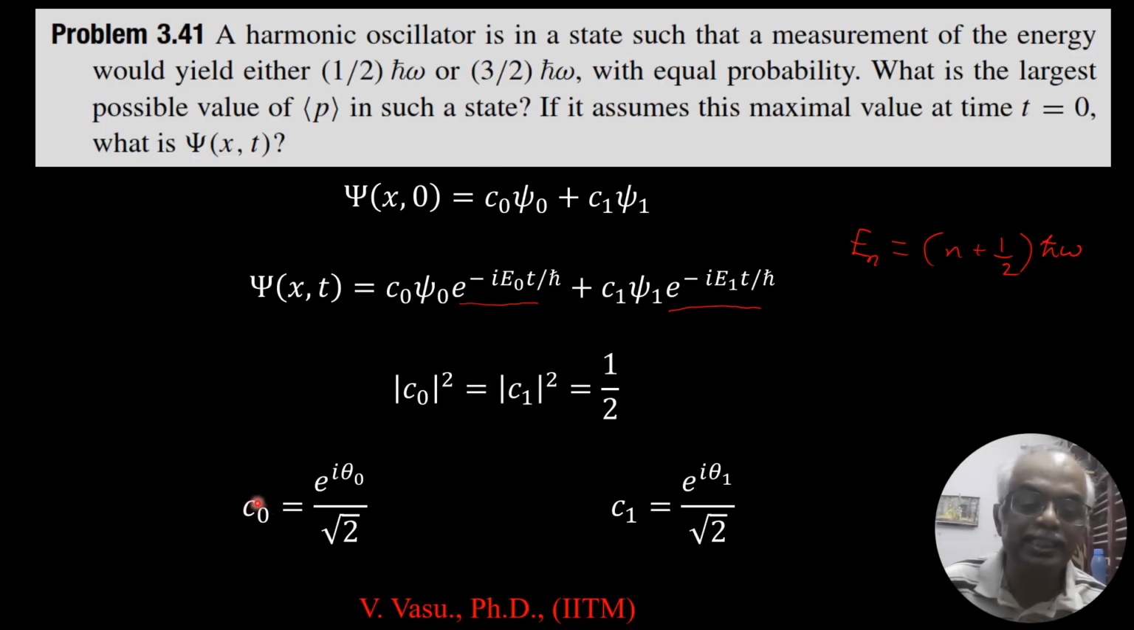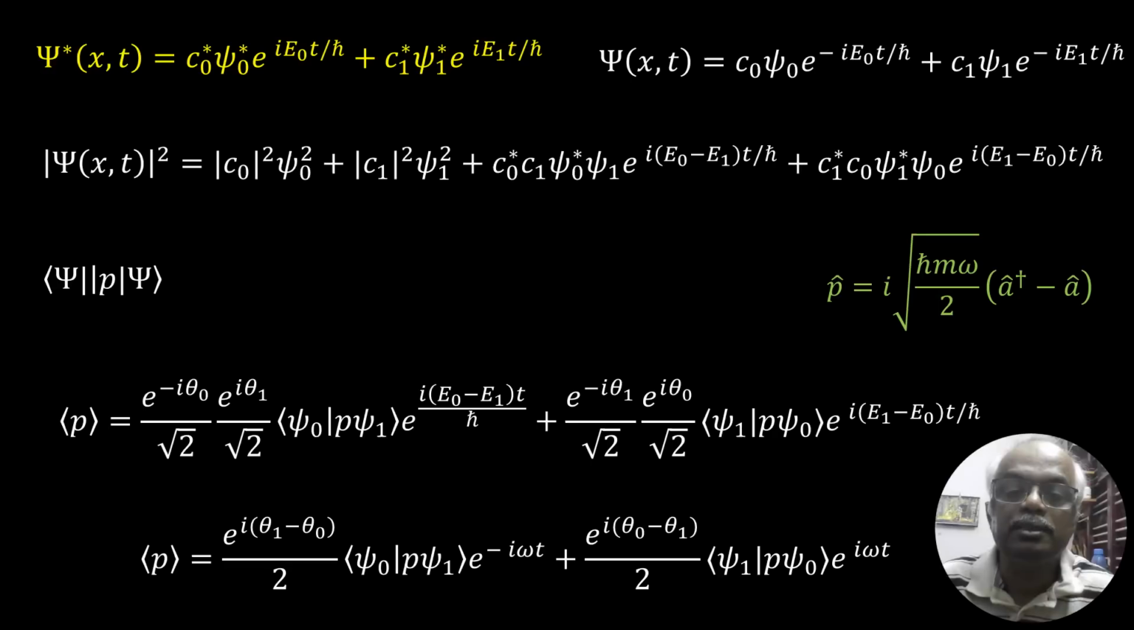Then generally c0 can be written as e^(iθ0)/√2, where this is the phase factor. Similarly, c1 is equal to e^(iθ1)/√2. Now we will move on further.